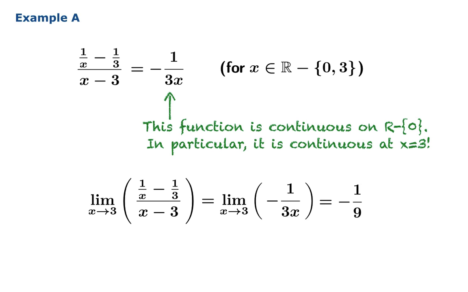Let's just be very clear about what's going on here. The function on the left, 1 over x minus 1 over 3 divided by x minus 3, is not the same function as -1 over 3x, but it's awfully close. Their values agree everywhere except at 0 and 3. 0 is not in the domain of either, and 3 is in the domain of the right-hand function but not the left. These functions in particular are going to agree in value near the argument 3, and that's all it takes to conclude that they have the same limiting value as x approaches 3. And since we can evaluate the limit of -1 over 3x as x approaches 3, we can in fact evaluate the limit of the original function as x approaches 3.